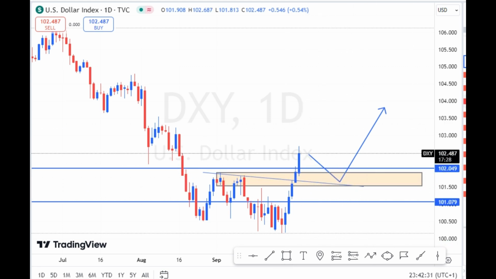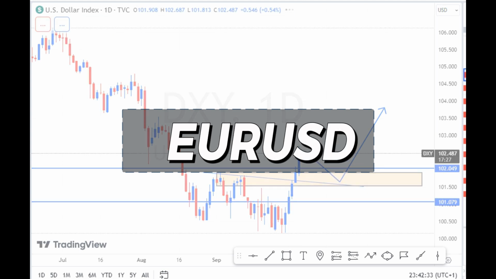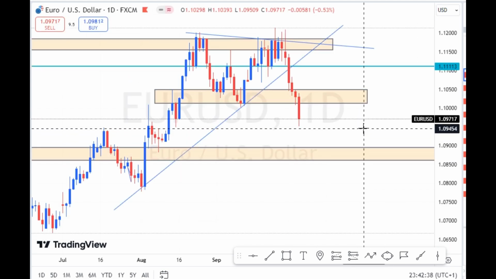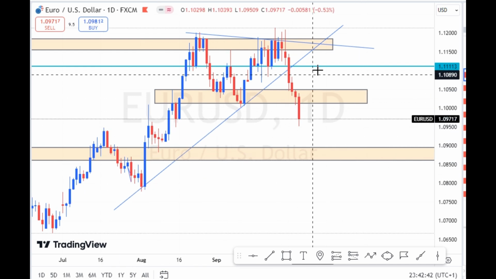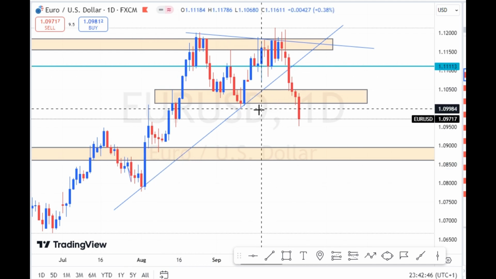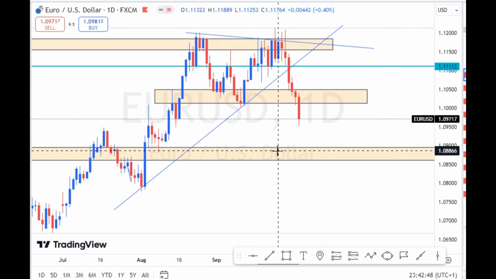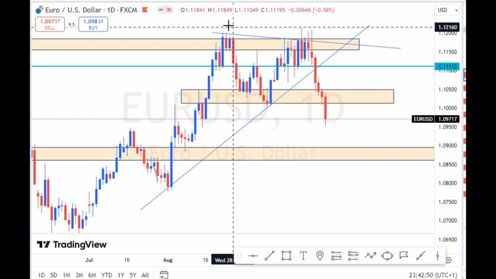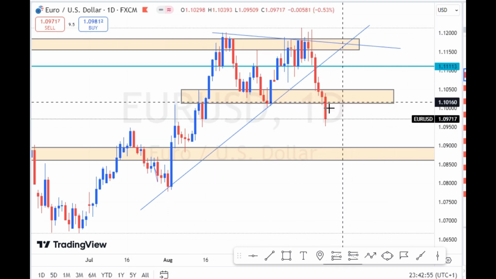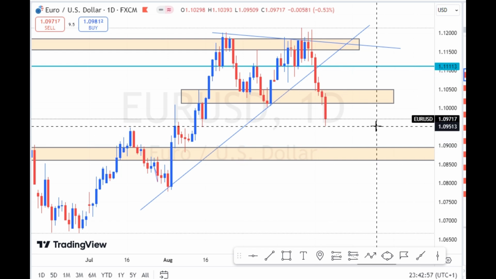So the next pair I'm looking at is the EURUSD. EURUSD on my daily chart has also broken our trend line on the daily chart, which shows that the EURUSD is currently in a downtrend. So what we're expecting for the EURUSD this week, so long as we have a higher high and a lower high on the daily chart, this shows that the EURUSD is currently in a downtrend.